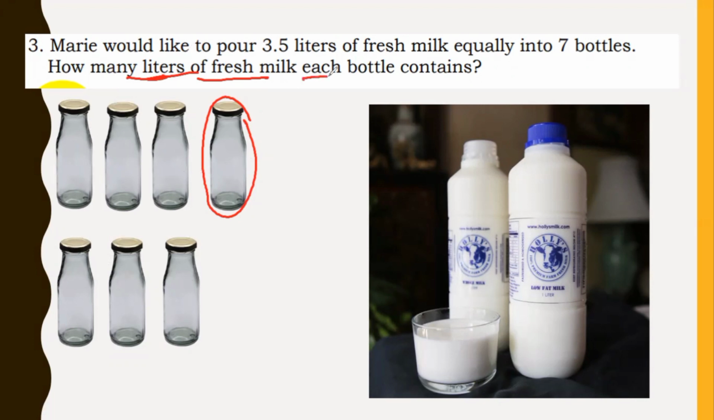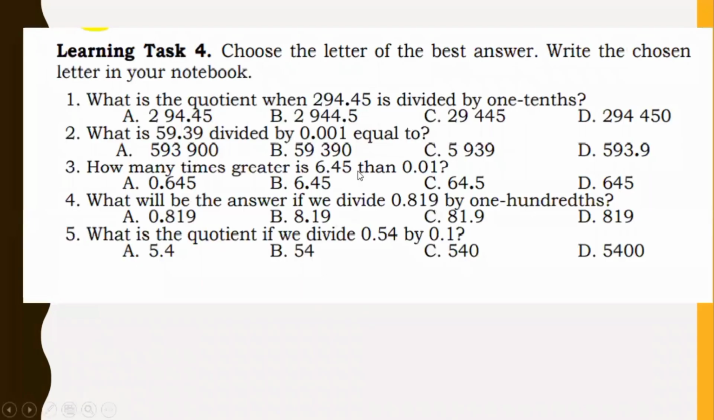So here, we have the word clue each. That is why that means division. Now, let's proceed to learning task number 4. We just choose the letter of the best answer. Number 1, what is the quotient when 294 and 45/100 is divided by 1/10? Here, may pamimilian, pero you need to compute pa rin kahit may pamimilian. Ito, 1/10. Paano ba yung 1/10 in decimal? That is 0.1. Alright.